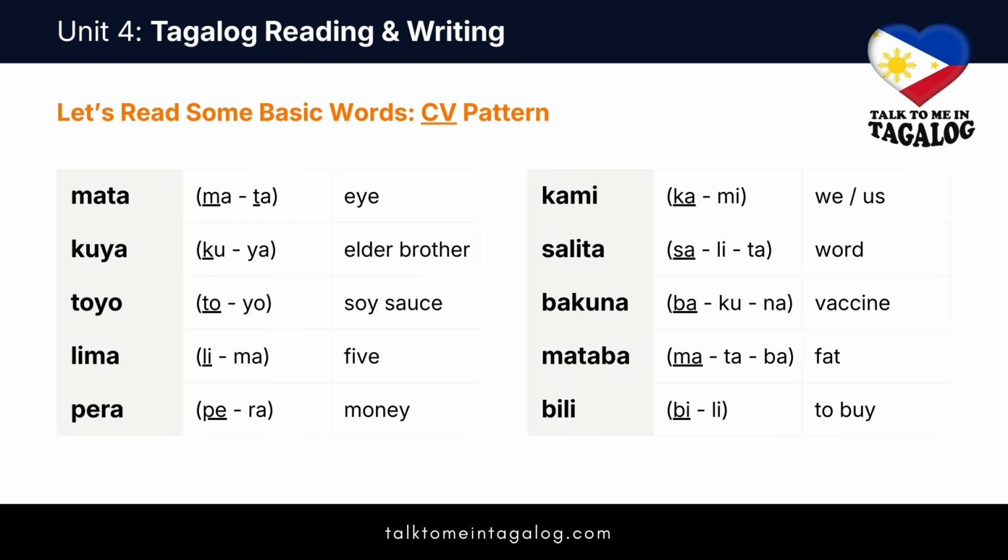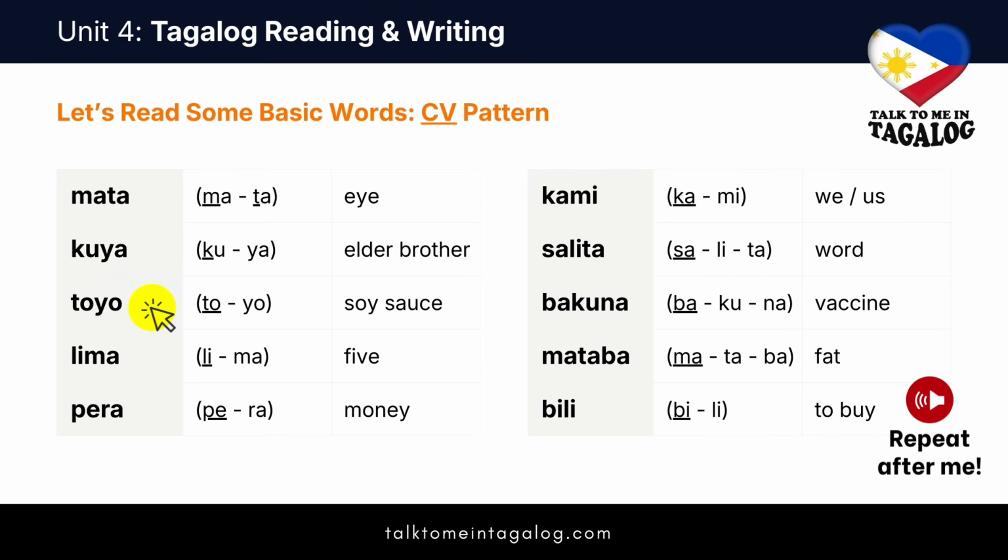Okay, let's practice reading a few more CV pattern words to get used to this natural rhythm. As you read along, notice how each syllable combines a consonant letter with a vowel and how they come together to form a complete word. We'll go slowly at first. Listen carefully to the pronunciation, then repeat after me. Mata. Ma-ta. Mata. Meaning, eye. Kuya. Kuya. Elder brother.